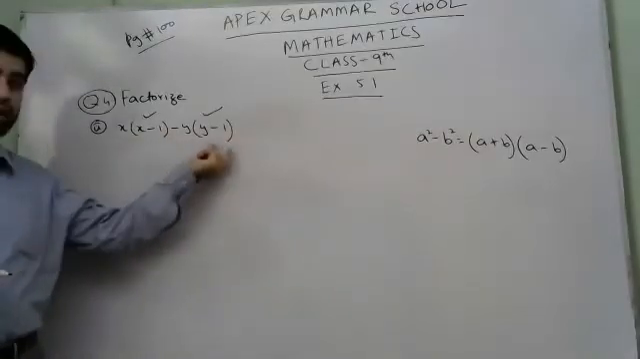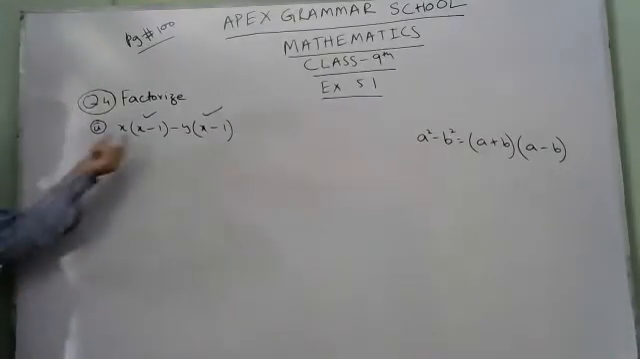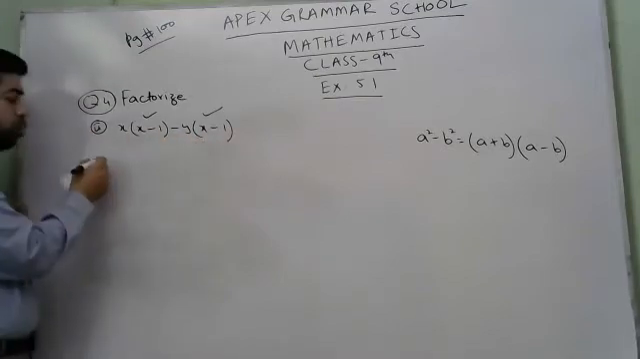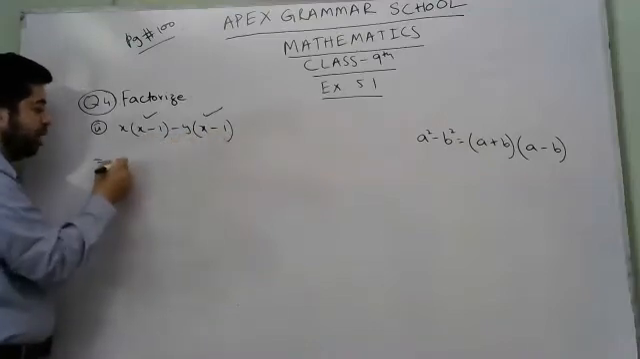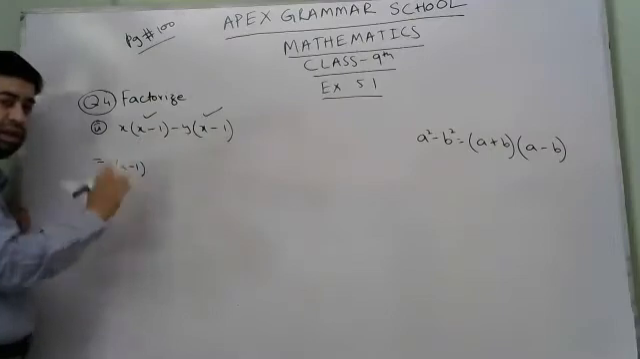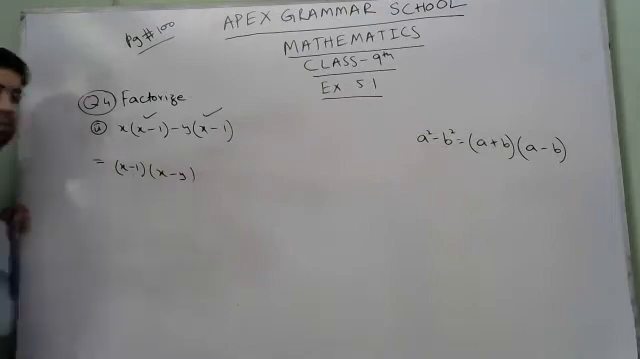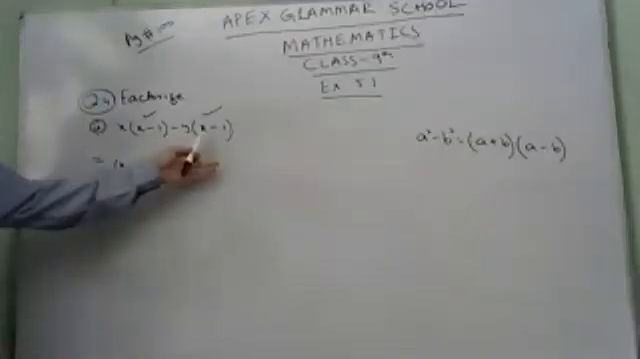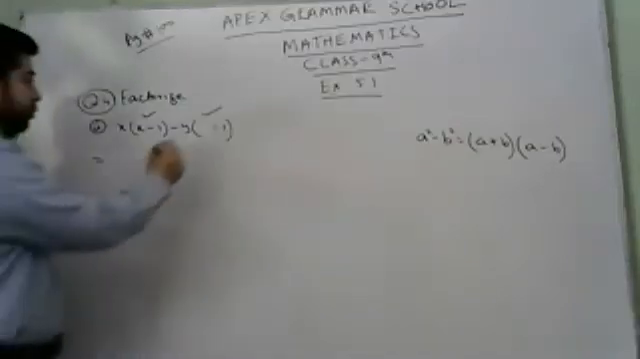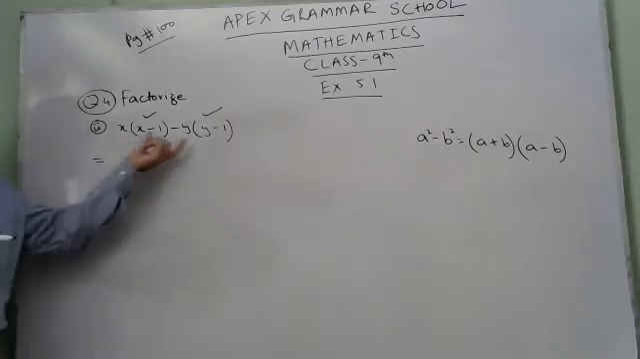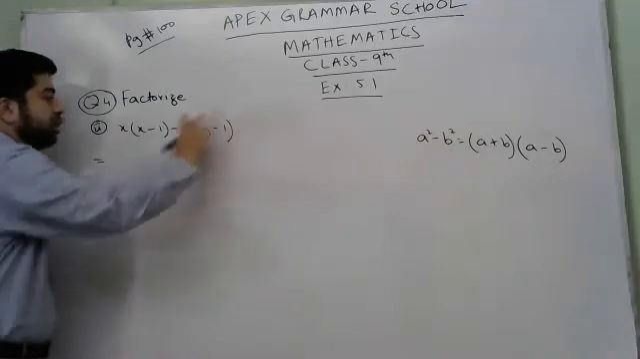If these both brackets are the same, for example, if this is x minus 1 and this is also x minus 1, what was the rule? After taking common x minus 1, you write x minus 1 one time, and x minus y here. But in this situation, this is not x minus 1, this is y minus 1. So we can't write it just like in previous questions. This situation is not like that.